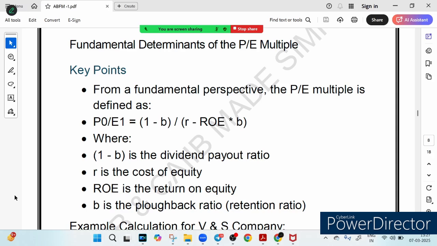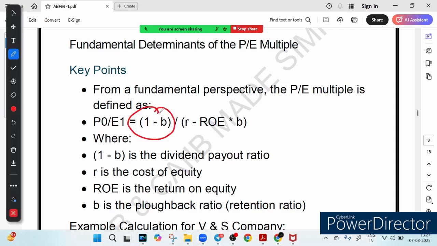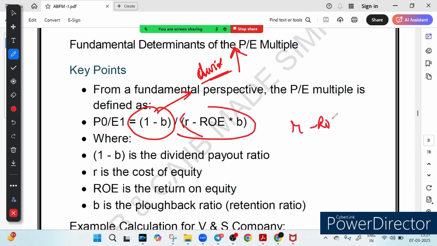So PE ratio is not random, it depends on how much profit is given as dividend and how the company reinvests, right? So the numerator tells you how much the company is willing to give as dividend. If the company is willing to give more dividend, investors are willing to pay more for 1 unit of earning of the company. And second, in the denominator you see r minus ROE times b. It just shows you how a company reinvests, right? I told you earlier, B indicates the retention ratio, that means how much the company is willing to reinvest.